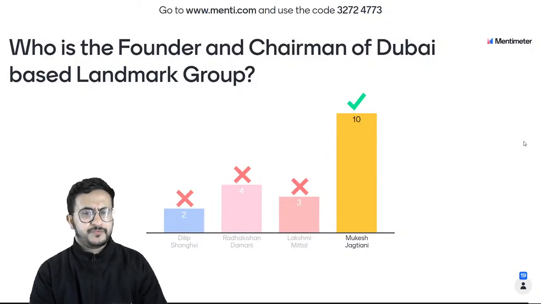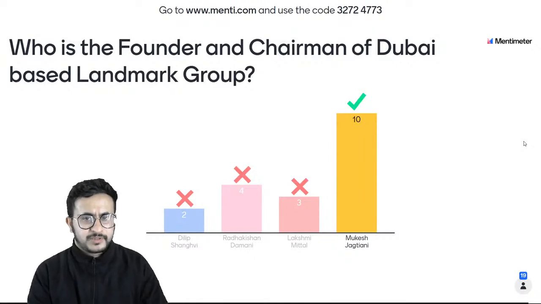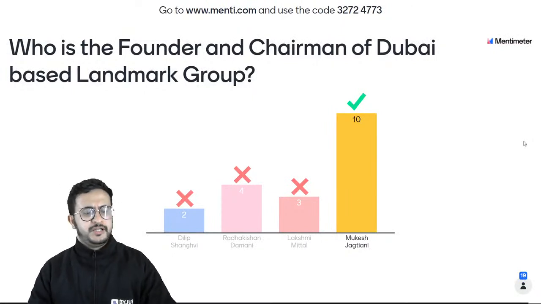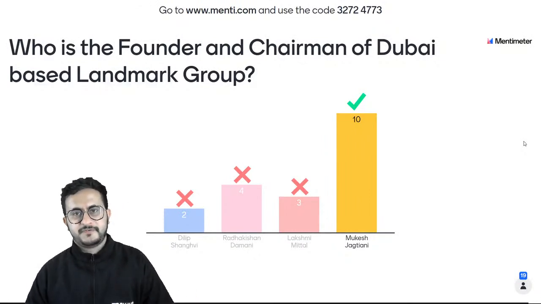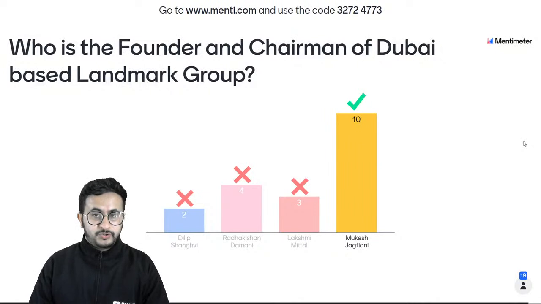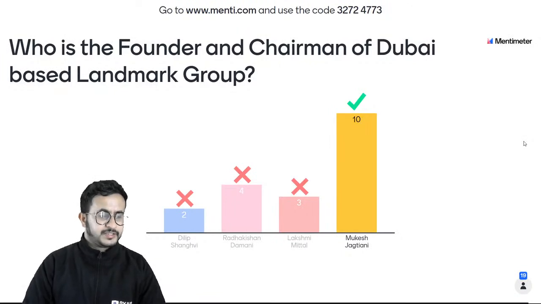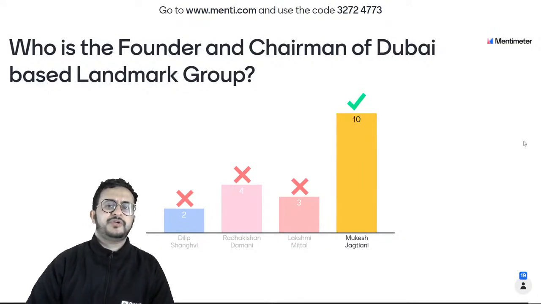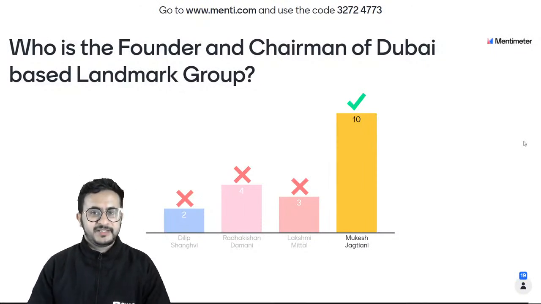Dilip Sanghvi is from Sun Pharmaceuticals, and Radhakrishnan Damani I think is of D Mart. Lakshmi Mittal is of the famous Mittal Steel Company. Mukesh Jagtiani is for Landmark Group, a business in the UAE, and we have an Indian as a founder, obviously a billionaire. His nickname is Mickey, so he is popularly known as Mickey Jagtiani, but his original name is Mukesh.